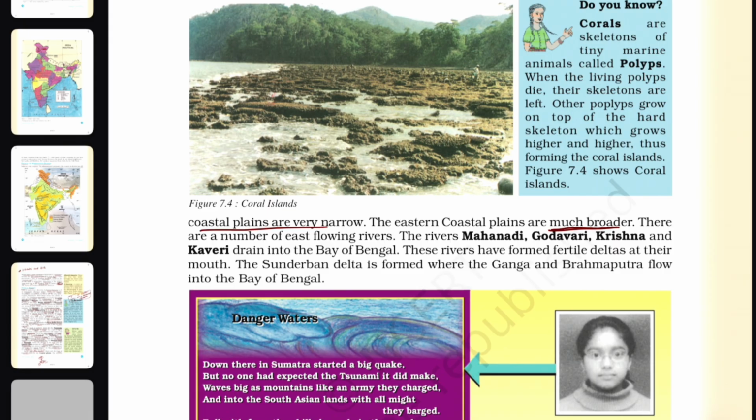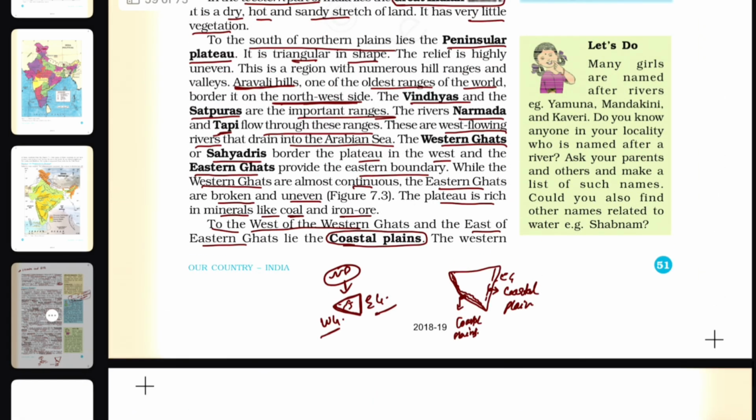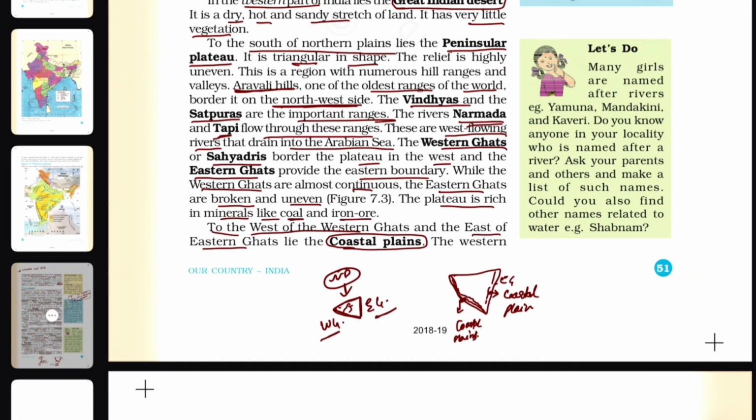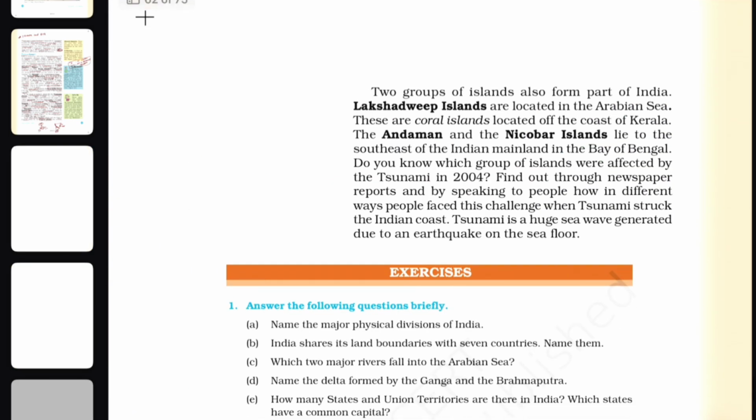Okay, there are a number of east-flowing rivers. The rivers Mahanadi, Godavari, Krishna and Kaveri drain into the Bay of Bengal. These rivers have formed fertile deltas at their mouth. The Sundarban Delta is formed where the Ganga and Brahmaputra flow into the Bay of Bengal. So Mahanadi, Godavari, Krishna and Kaveri are the huge rivers which drain their water into the Bay of Bengal. What have we read about Narmada and Tapi? They drain their water into the Arabian Sea. Okay, remember this.